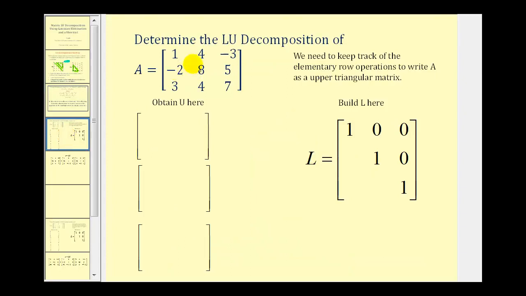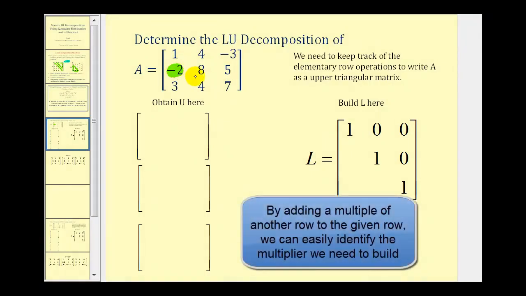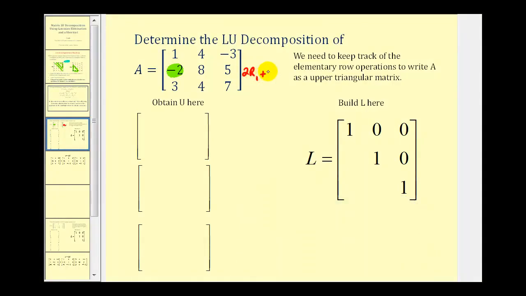We want to determine the LU decomposition of the given 3x3 square matrix. So we want to perform row operations on this matrix to obtain an upper triangular matrix, which means we need a 0 in this position, and this position. Let's start by obtaining a 0 in this position here. We want to add some multiple of another row to row 2 to obtain a 0 in this position here. So we can replace row 2 with 2 times row 1 plus row 2 to obtain a 0 in this position. Let's go ahead and do that.